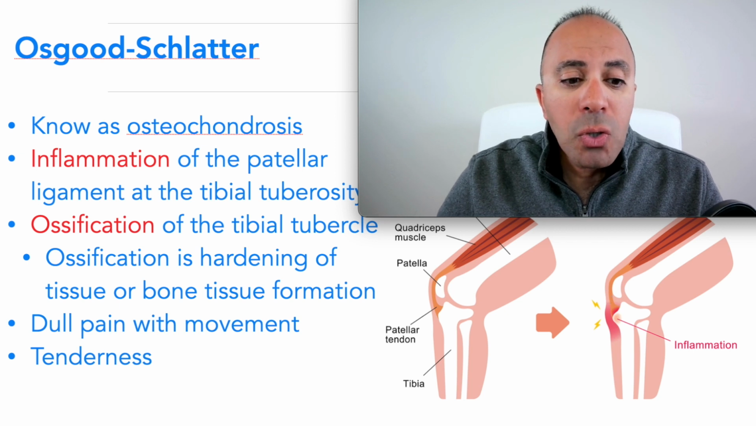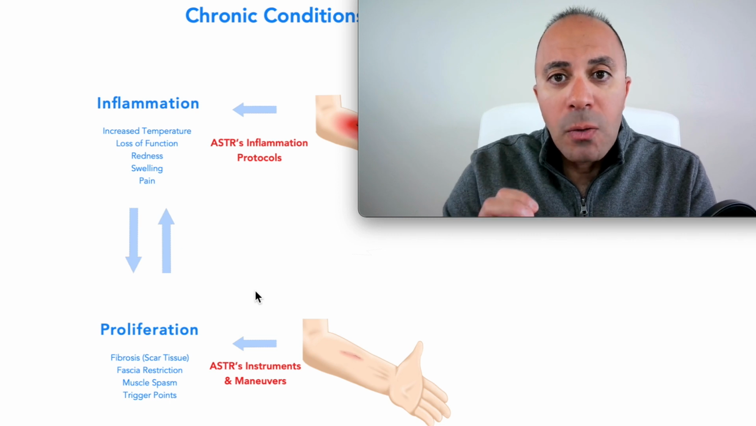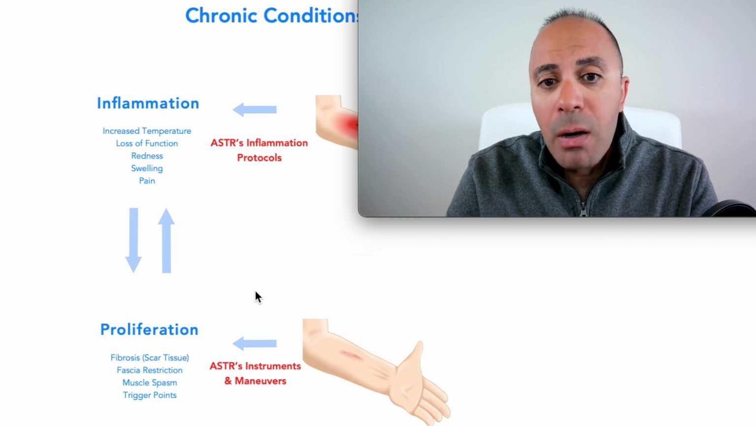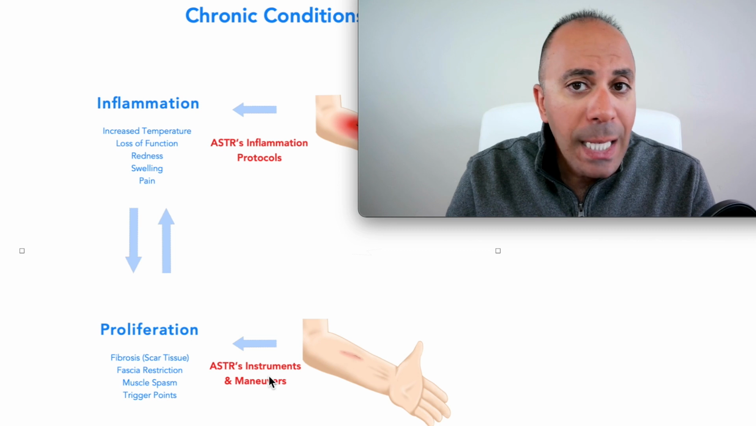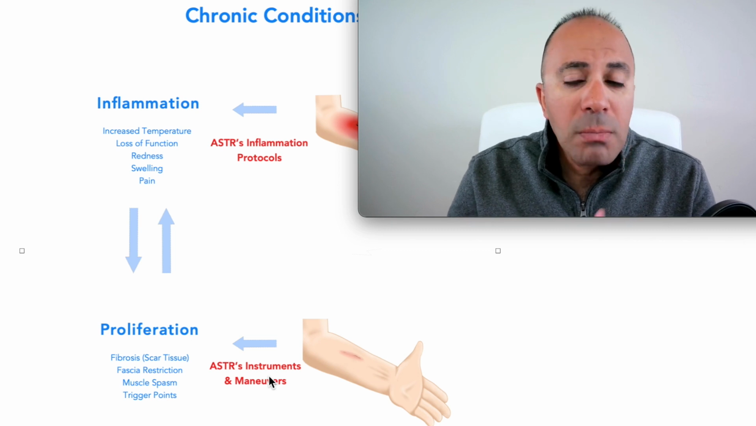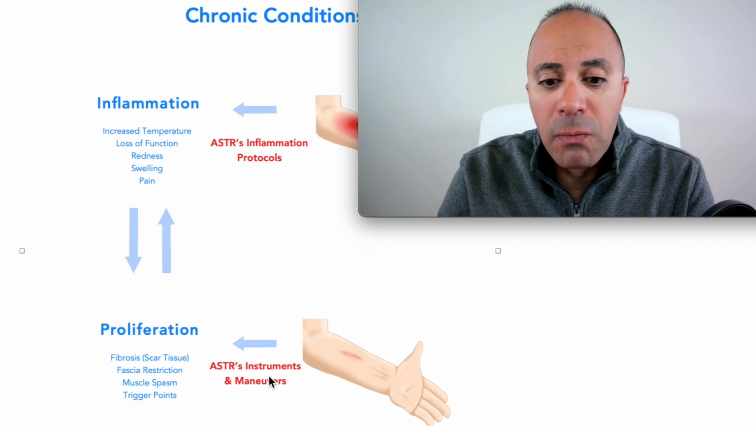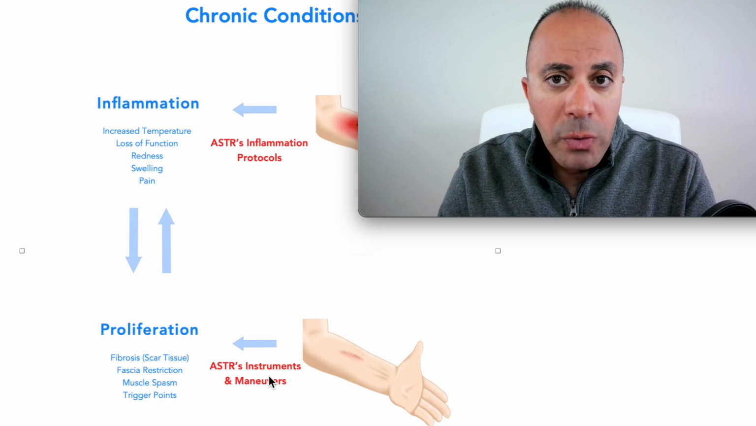In order to do that, we need to actually break that vicious cycle from both ends. We need to decrease the inflammation. We need to clear up the scarring. And actually with the scarring, or in the proliferation state, there is a cascade of events that happen: fascial restrictions, muscle spasm, trigger points. We'll touch base on that in the next few slides. So that's basically to treat the root cause of the problem.